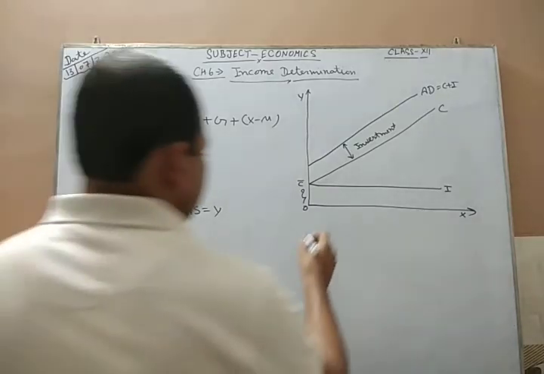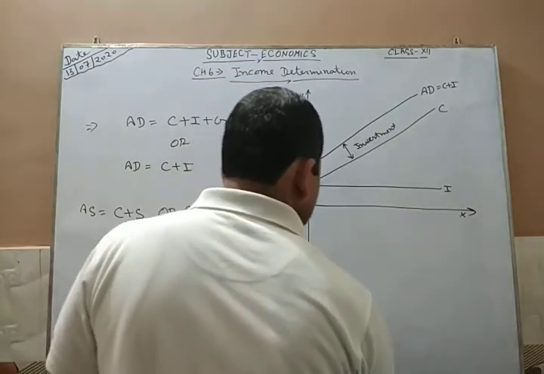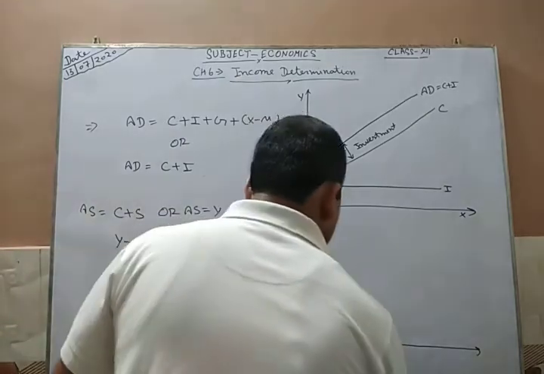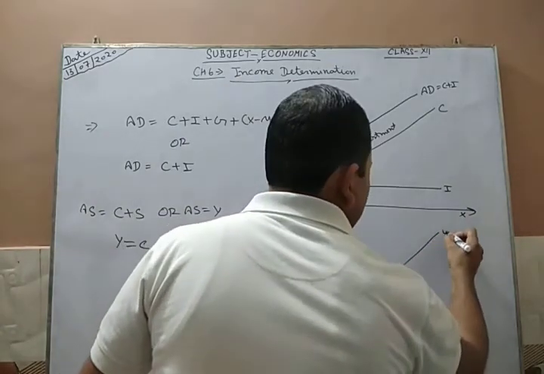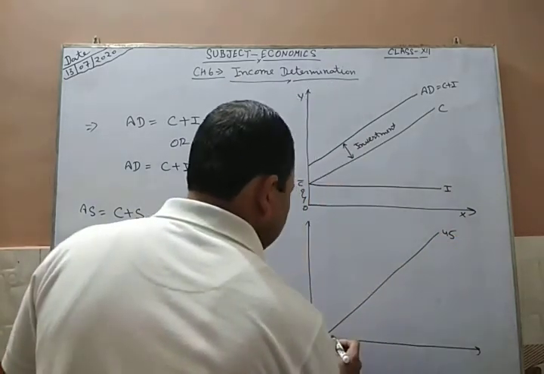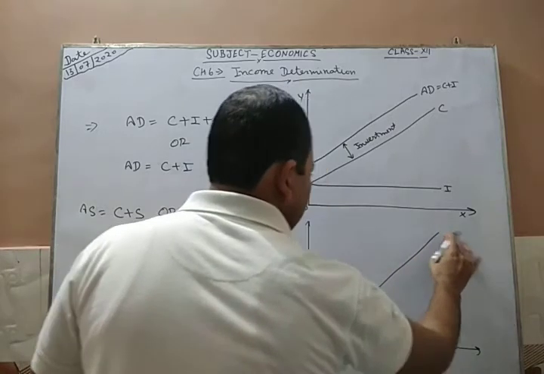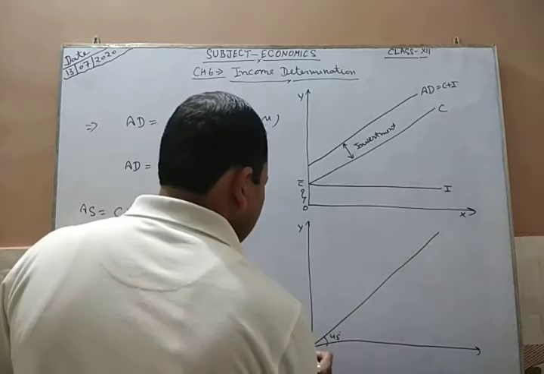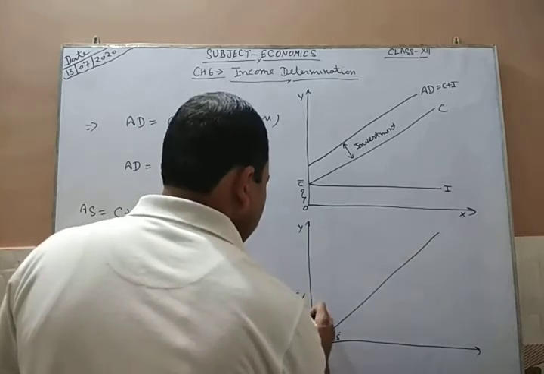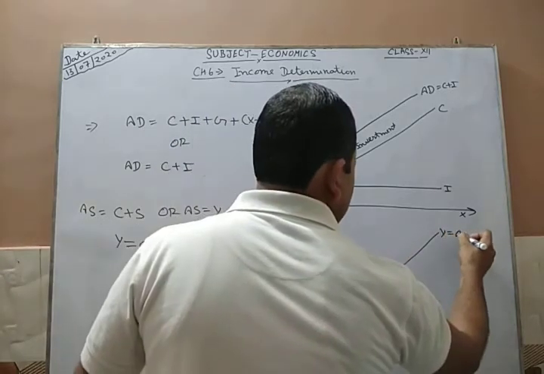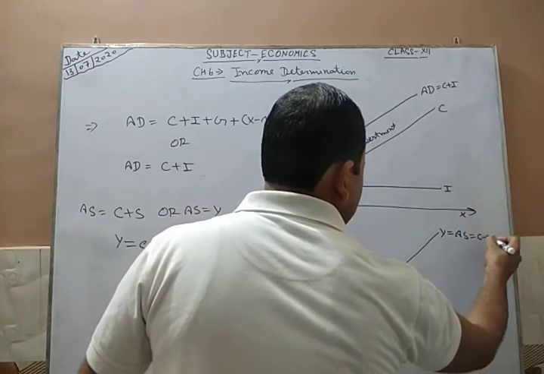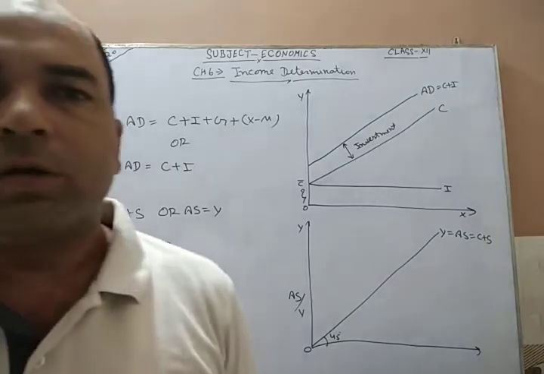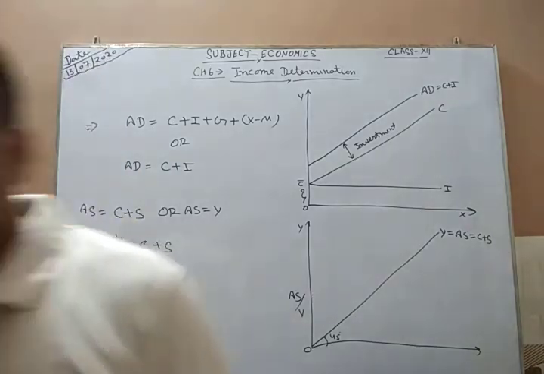When we talk about the aggregate supply curve, then we draw a 45-degree angle. Sorry, this is a 45-degree angle, and this diagram is related to aggregate supply or Y. Y is equal to AS is equal to C plus S. So I hope this is clear to students. These topics you all have to make clear.